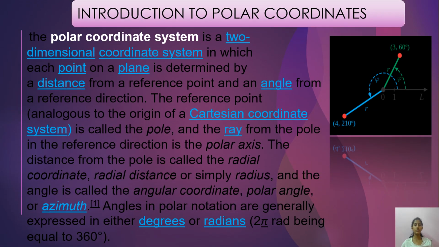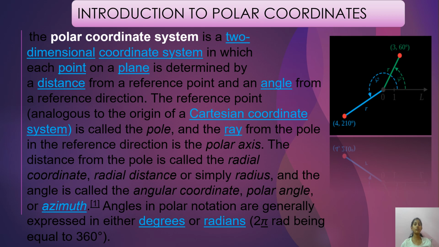So let's come to the introduction part of polar coordinates. The polar coordinate system is a two-dimensional coordinate system in which each point on a plane is determined by a distance from a reference point and an angle from a reference direction. The reference point, analogous to the origin of a Cartesian coordinate system, is called the pole, and the ray from the pole in the reference direction is the polar axis.